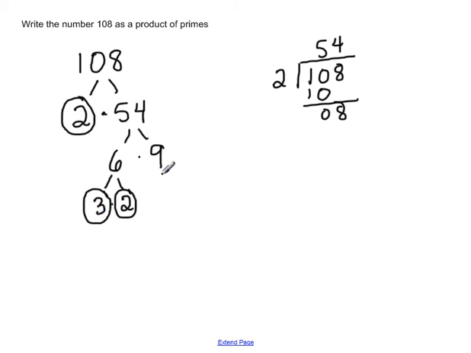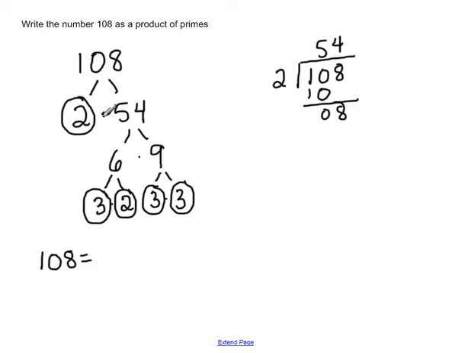When we come over and take a look at the 9 now, we know that 9 is 3 times 3. And we've already seen that 3 is prime, so we can circle that up. And now each of my branches on my prime tree at the end has a prime number, so now I'm ready to write my final answer. 108 equals.